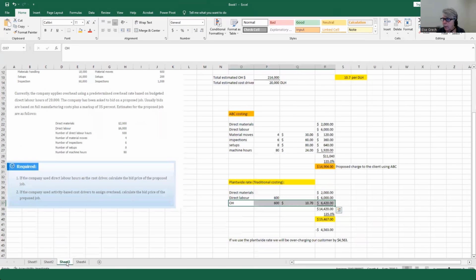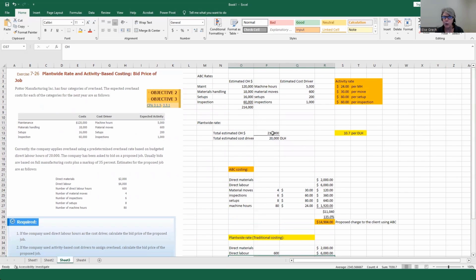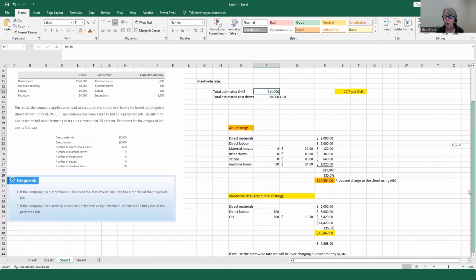Is it in every case where plant-wide will result in overcharging? No, sometimes plant-wide results in undercharging, which is just as bad. Sometimes plant-wide, because all those costs, right? Like, let's go back up here, right? We're taking all of those 214,000 costs, we're putting it in one pool and using one driver. That driver may be wrong in that it's not reflecting the costs in all of the pool. So it may be that we end up overcharging the customer. It's just as bad to undercharge the customer. Sure, lots of people are going to come to us and accept our bids, but then we're never going to cover our overhead costs because we're not charging enough.